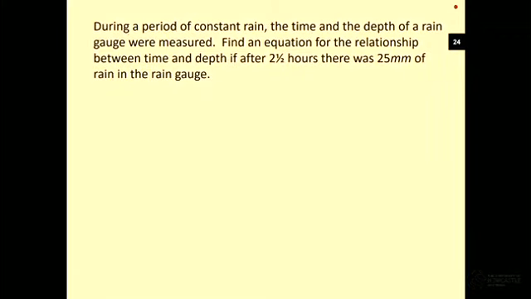During a period of constant rain, the time and depth of rain in a rain gauge were measured. Find an equation for the relationship between time and depth if after 2.5 hours there was 25 mils of rain in the rain gauge. So yeah, horribly wordy. But the fact that it says constant rain, these things are directly proportional. There was no change, it was just constant. Just rose constantly. No squared, nothing else. Just a constant proportionality. Now, we're talking about the time and depth.